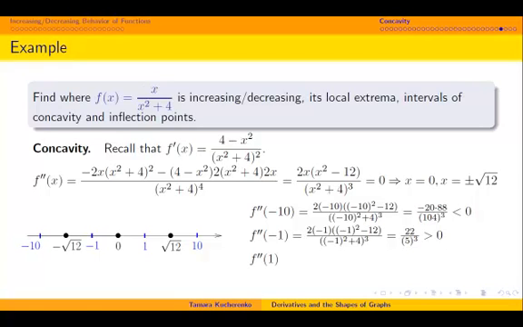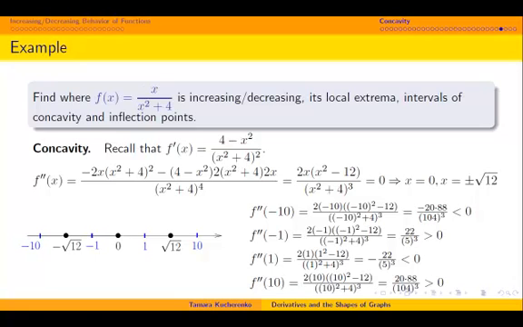f double prime at 1 equals 2 times 1 times (1 squared minus 12) divided by (1 squared plus 4) cubed, which equals negative 22 over 5 cubed, a negative value. And finally, f double prime at 10 equals 2 times 10 times (10 squared minus 12) over (10 squared plus 4) cubed, which equals 20 times 88 divided by 104 cubed, which is positive.